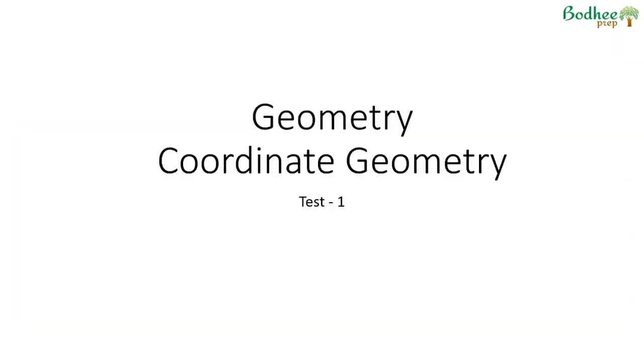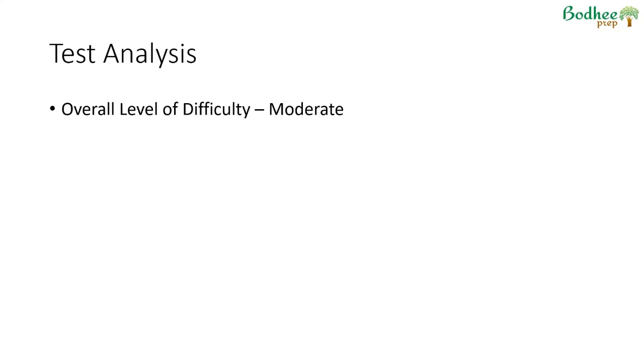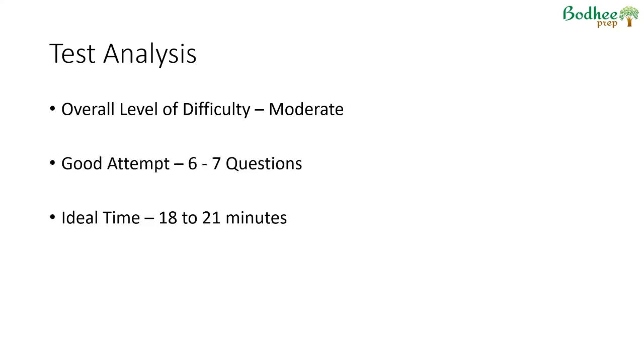This video is on the topic coordinate geometry. This is the first test that we are discussing. Overall moderate level of difficulty, about 6 to 7 questions in about 20 minutes. This is out of 10. So 6 to 7 net correct out of 10 questions in about 20 minutes would ensure a 95 plus percentile.